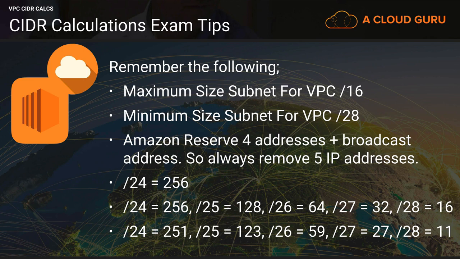So in terms of my exam tips, the maximum size for a subnet for a VPC is /16. The minimum size for a subnet is a /28. Typically, you're always going to start with a /24, which is 256. And then as you halve, so if you go to a 128, that's going to be a /25. If you go up from 256, so 512, that's going to be a /23. So that's the way it works. You just double and then move up and down your slashes. And then Amazon is always going to reserve 4 addresses, and then you have your broadcast address as well. So you always have to remove 5 IP addresses.